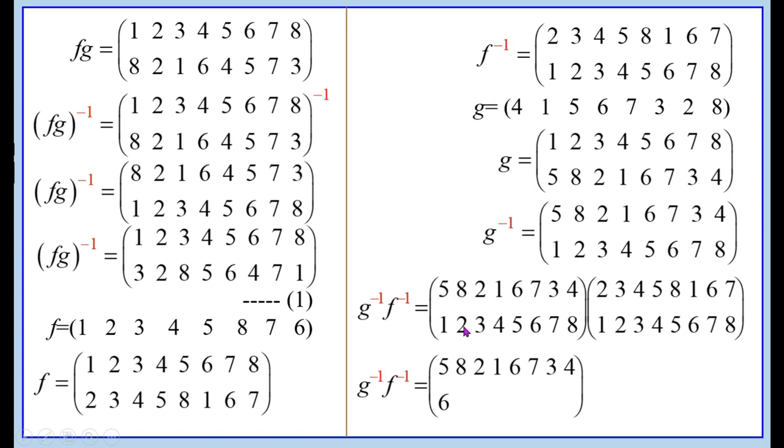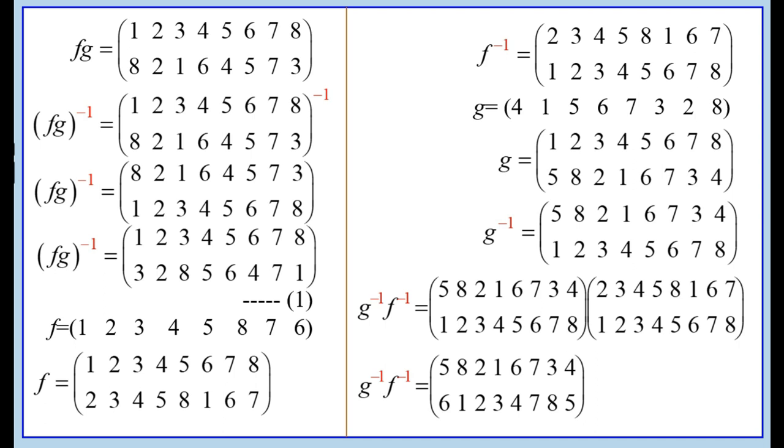Next one, 8 goes to 2. Here 2 goes to 1. Therefore, image of 8 is 1. 2 goes to 3, 3 goes to 2. Therefore, image of 2 is 2. 1 goes to 4, 4 goes to 3. Therefore, image of 1 is 3. 6 goes to 5, 5 goes to 4, therefore image of 6 is 4. 7 goes to 6, 6 goes to 7, therefore image of 7 is 7. 3 goes to 7, 7 goes to 8, therefore image of 3 is 8. 4 goes to 8, 8 goes to 5, therefore image of 4 is 5. This is how we can write without rearranging the columns of the second matrix.